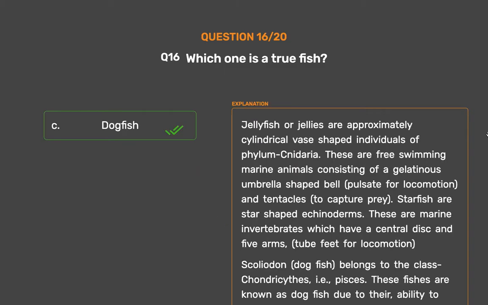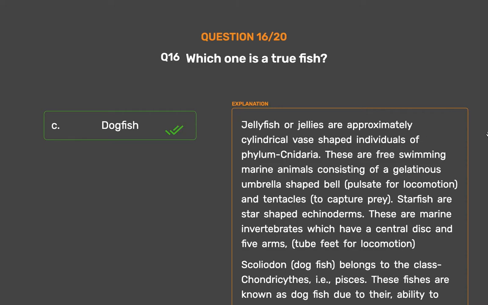Dogfish. Jellyfish or jellies are approximately cylindrical vase-shaped individuals of phylum Cnidaria. These are free-swimming marine animals consisting of a gelatinous umbrella-shaped bell, which pulsates for locomotion, and tentacles to capture prey. Starfish are star-shaped echinoderms. These are marine invertebrates which have a central disc and five arms, with tube feet for locomotion.